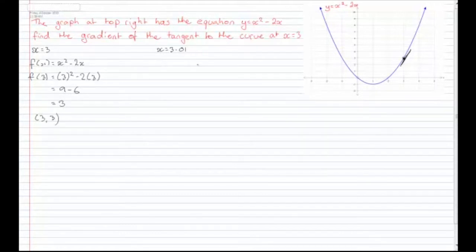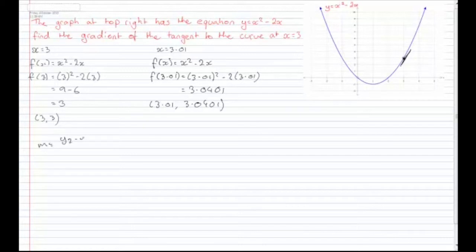Okay, substituting x equals 3.01 now, so once again write the formula, f of x is equal to x squared minus 2x. Alright, and substituting in 3.01, so f of 3.01 is equal to 3.01 squared minus 2 times 3.01, and that ends up getting us an answer of 3.0401. So you end up getting the coordinates 3.01, comma 3.0401. Alright, now you're substituting that into the formula for the gradient, so you have m is equal to y2 minus y1 over x2 minus x1.